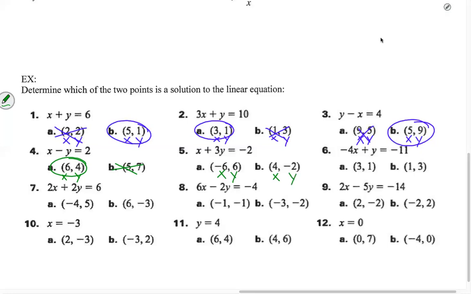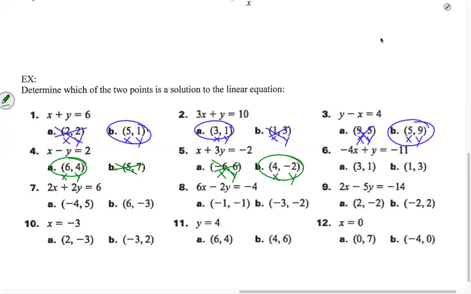So I'm going to do negative 6 plus 3 times 6. Is that equal to negative 2? No, because negative 6 plus 18 is 12. Here, just to check it, to show you, 4 plus 3 times negative 2. 3 times negative 2 is negative 6. So 4 minus 6 is negative 2.